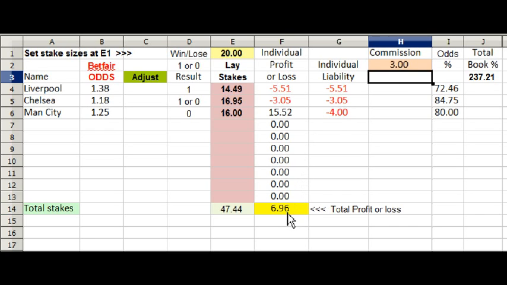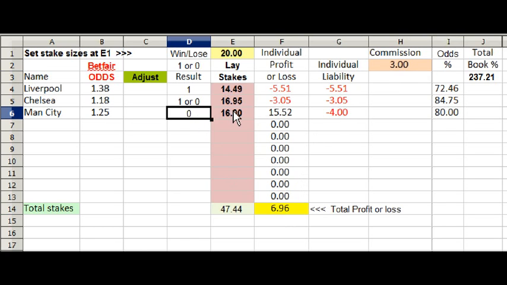So we've got 696 there. If we put that back to a winner and that to a loser, we've got 693. So there's a slight difference because of the different sizes of these stakes here once commission is taken off.